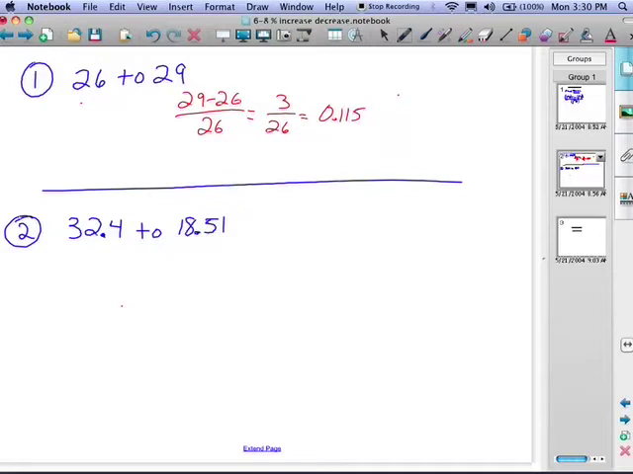0.115. When I did it on a calculator, it was much longer than this. I rounded off to 3 decimal places. We're going to turn this decimal into a percent by moving the decimal point over 2 spaces. I get 11.5%. This is a percent increase.